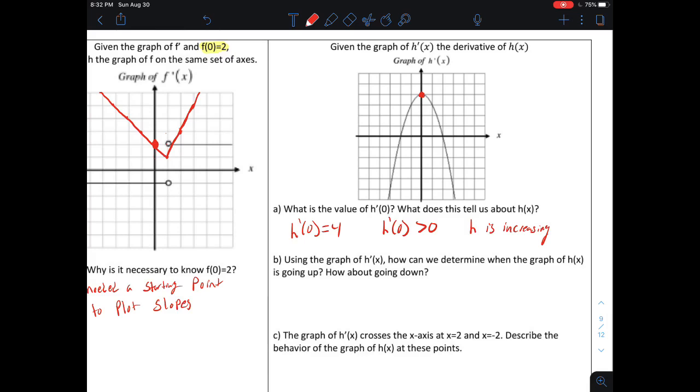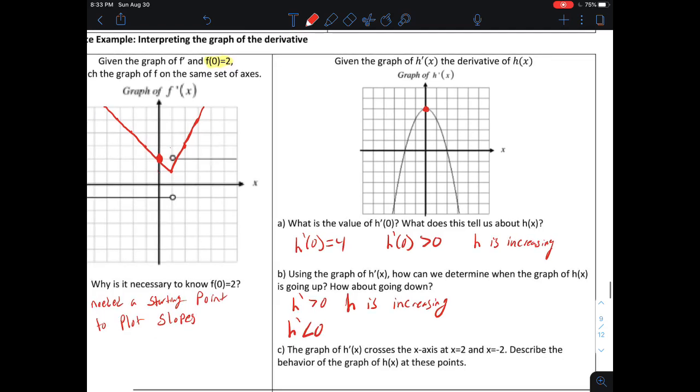Using the graph of h prime, how can we determine when the graph of h is going up or when it's going down? Well, I kind of already answered that. When the derivative is greater than 0, it's going to be increasing. Let's define that better. When the derivative is greater than 0, h is increasing, meaning it'll have positive slope. And when the derivative is less than 0, that means that the rate of change everywhere on h would be negative, so it would be decreasing.